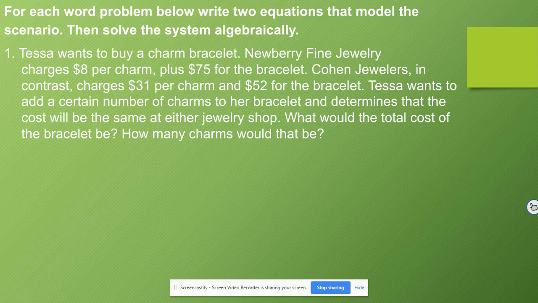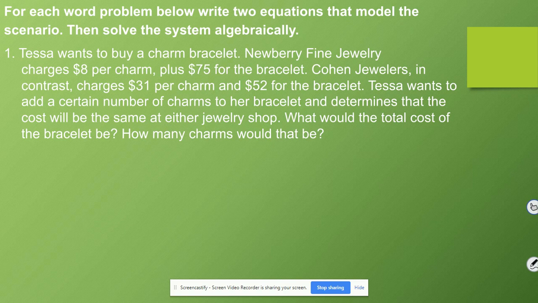So Tessa wants to buy a charm bracelet. Newberry Fine Jewelry charges $8 per charm plus $75 for the bracelet. Cohen Jewelers, in contrast, charges $31 per charm and $52 for the bracelet. Tessa wants to add a certain number of charms to her bracelet and determines that the cost will be the same at either jewelry shop. What would the total cost of the bracelet be, and how many charms would that be?